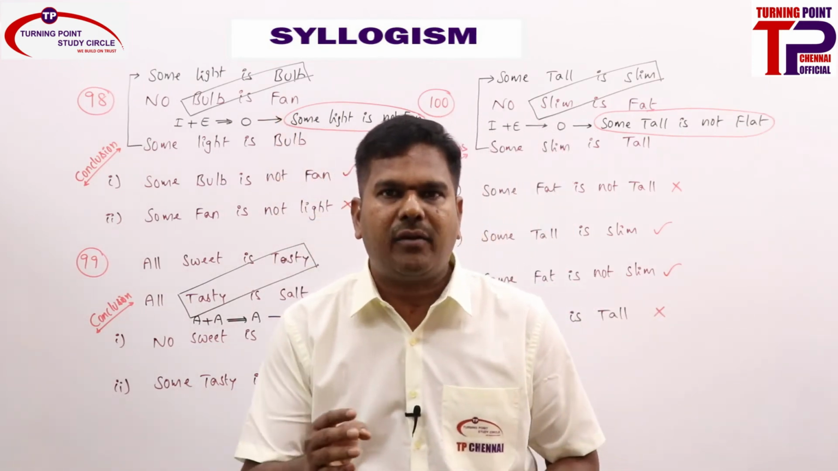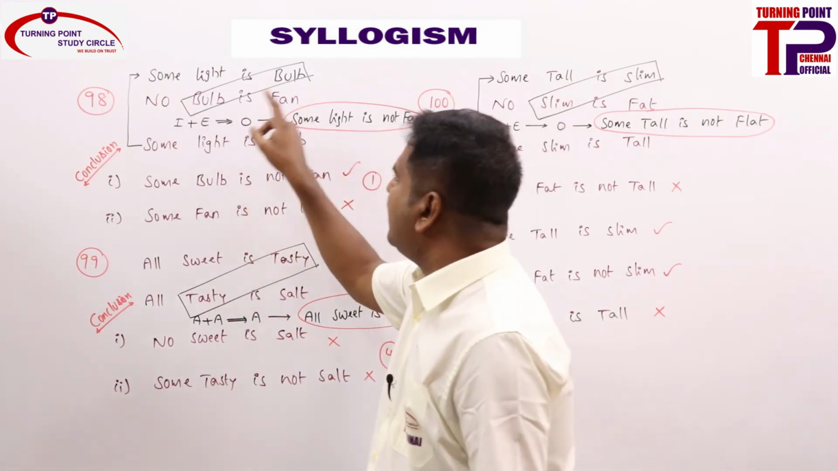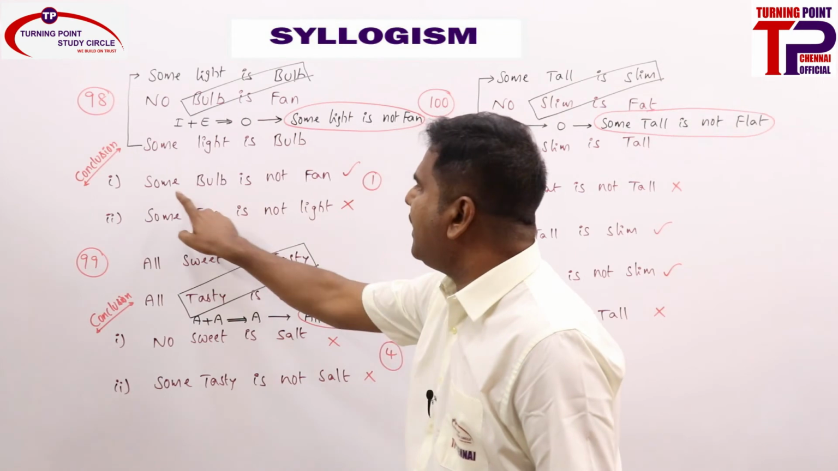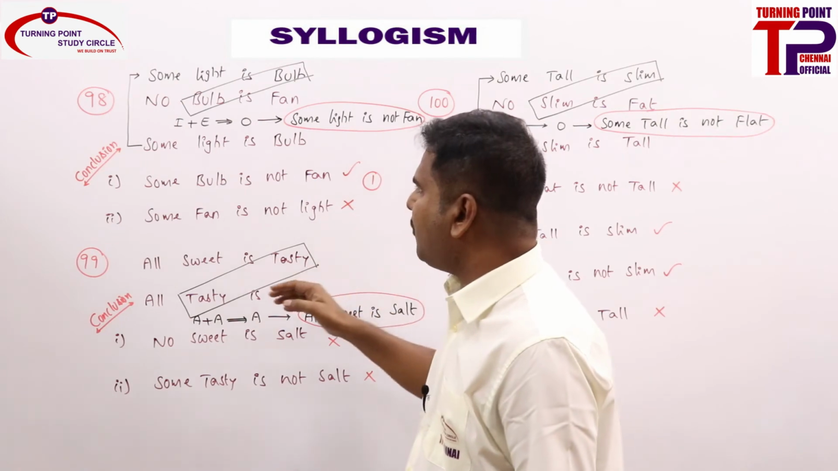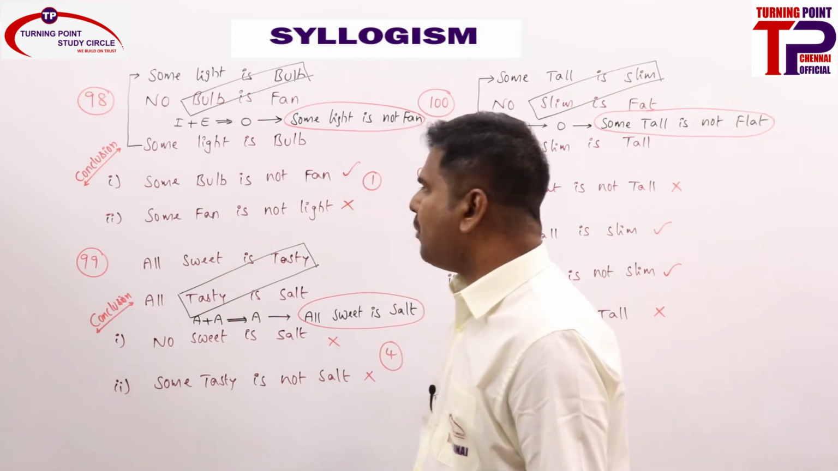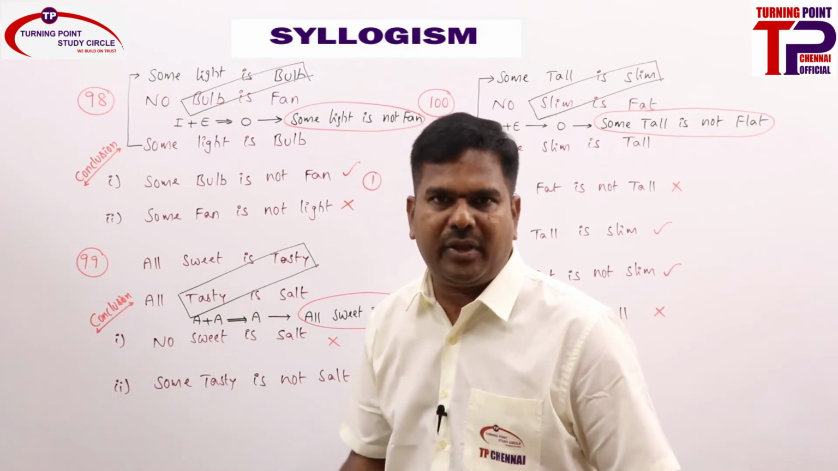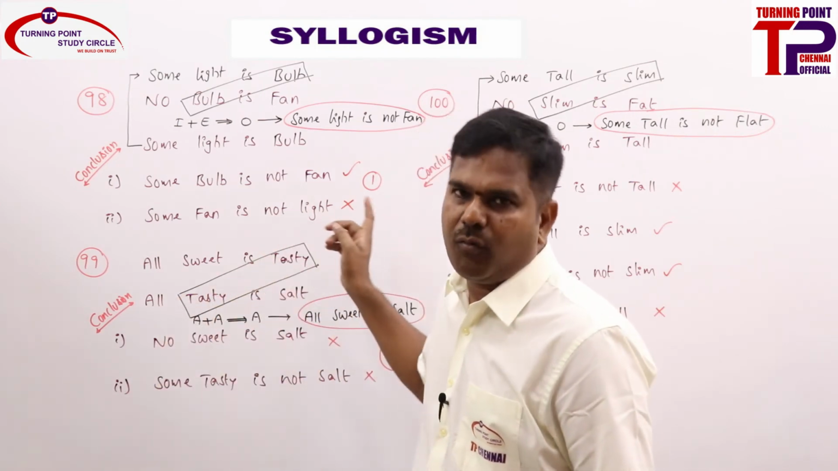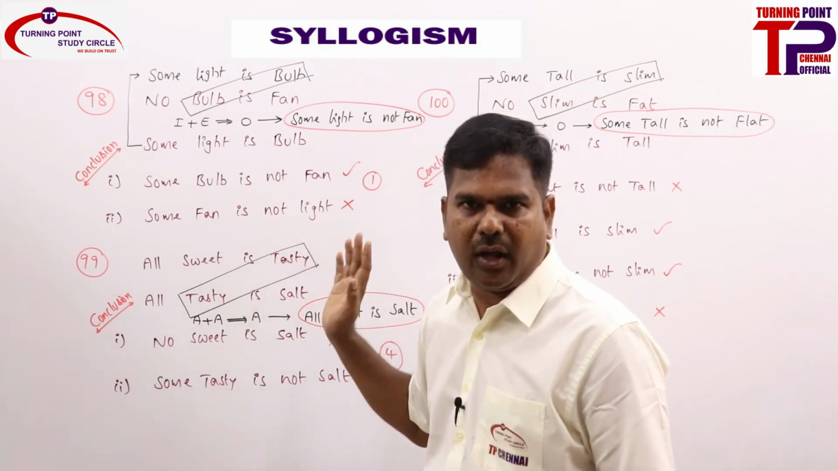Now what we need to do is go ahead with immediate inferences. No bulb is fan can be converted as no fan is bulb, or some bulb is not fan, or some fan is not bulb. Is it there? Yes, some bulb is not fan, directly implied by O. The first one directly follows. Come to the next statement. Some light is bulb can be converted as some bulb is light. It is not there. Finally, do we need to check for a complementary pair? No, because one conclusion already follows. So the answer is only option 1 follows. Are you clear? O cannot be converted. Always keep that in mind.